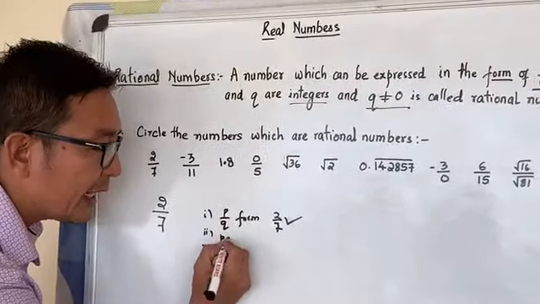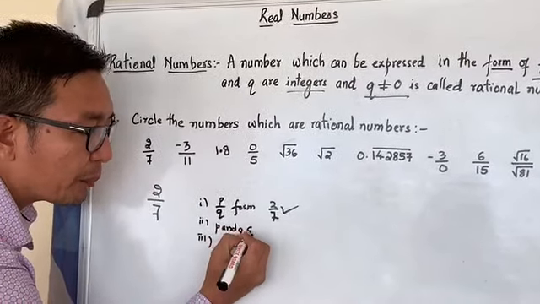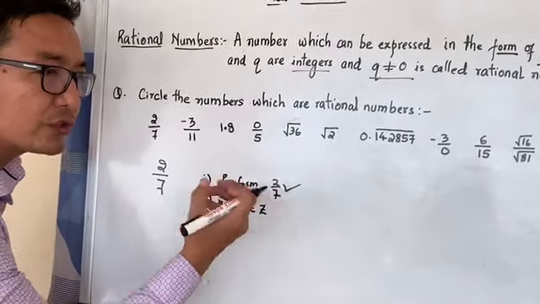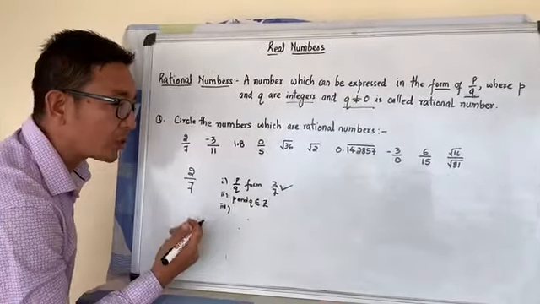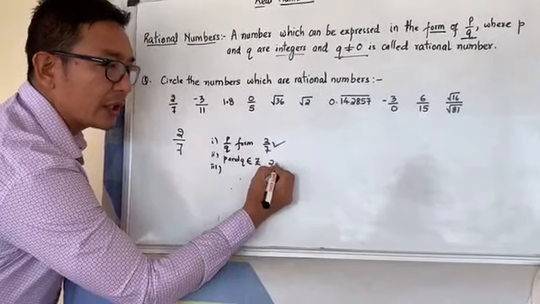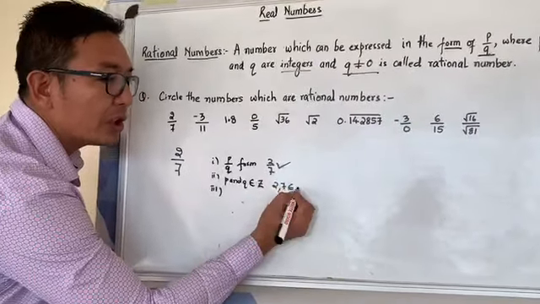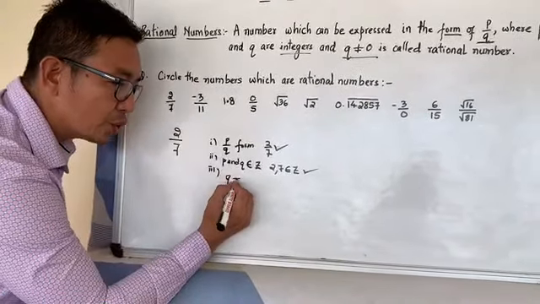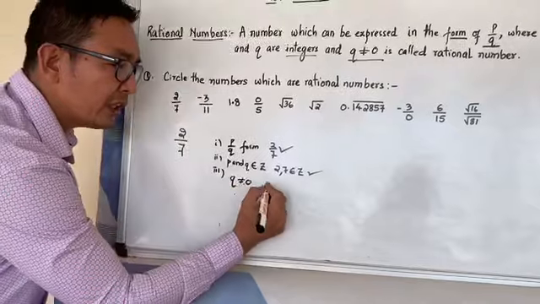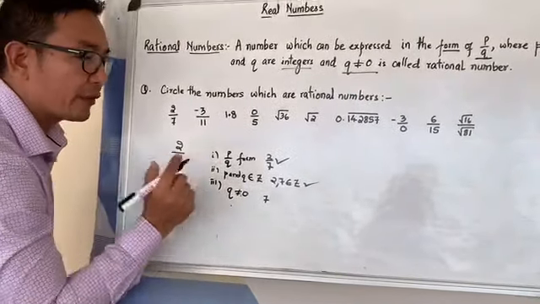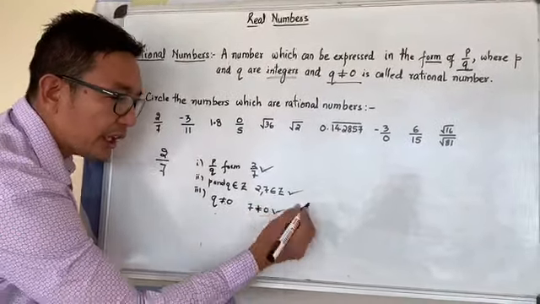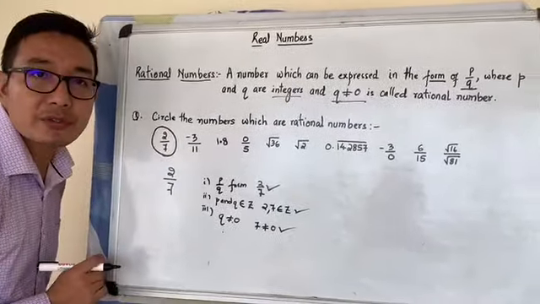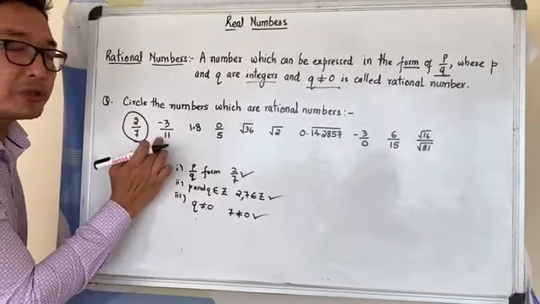p and q belong to integers. 2 is an integer, 7 is also an integer. The condition is also that q should not be 0. The denominator is 7, so 7 is not equal to 0. Therefore 2 by 7 is a rational number. Next, negative 3 by 11.